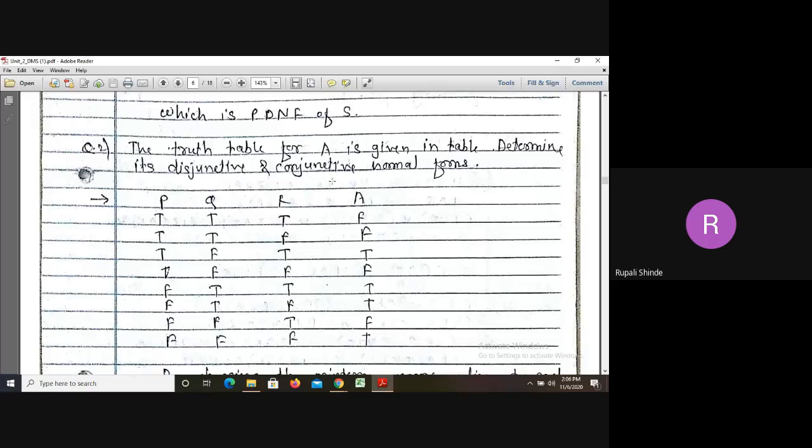I will give you a hint. For this PDNF, you have to check for value of T in the last column. Now you have to tell me what are those formulas.